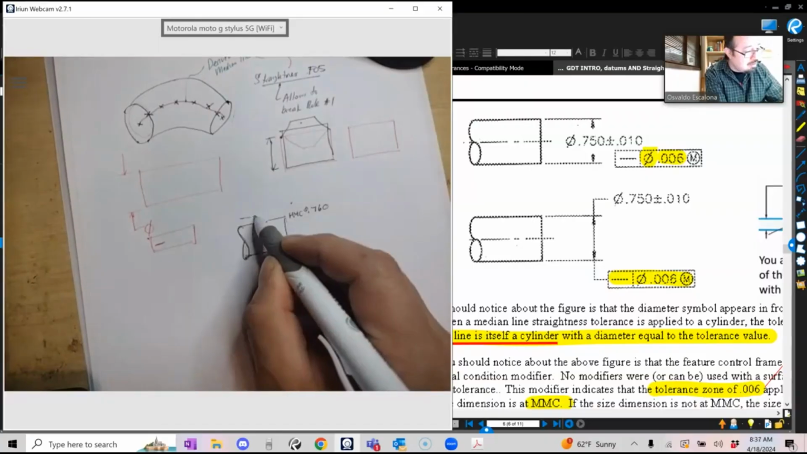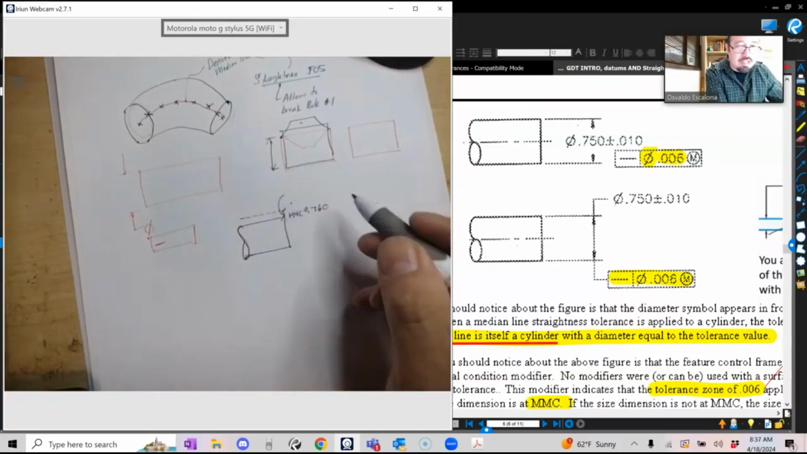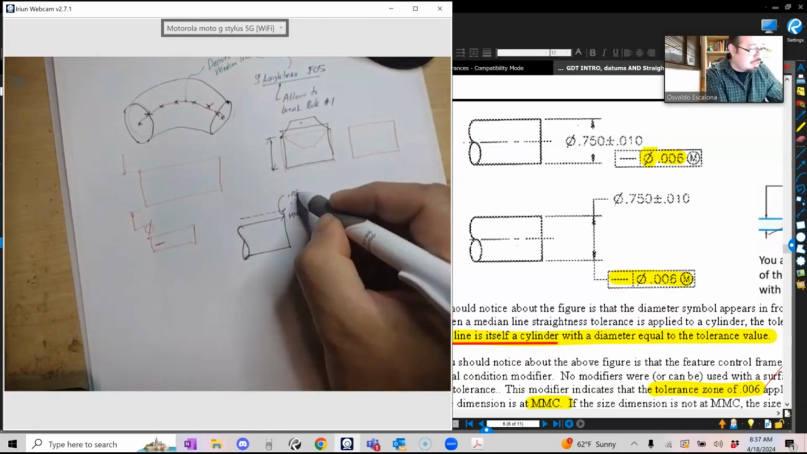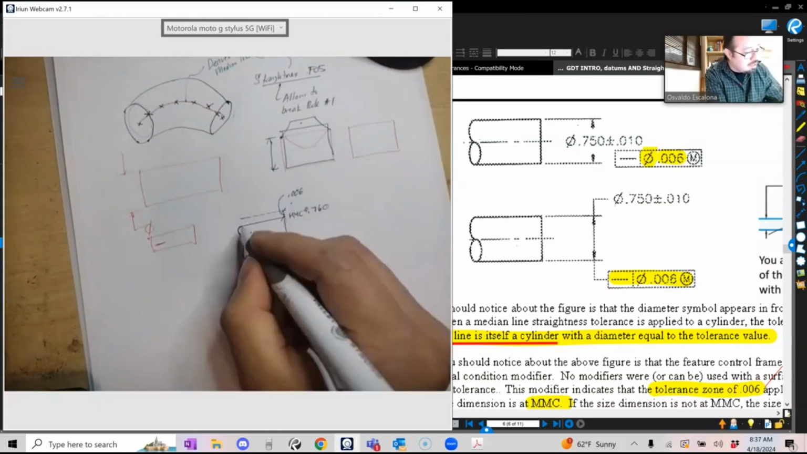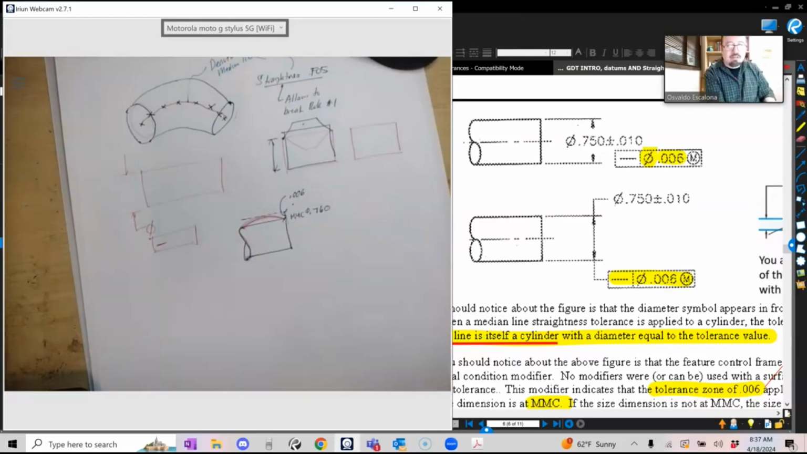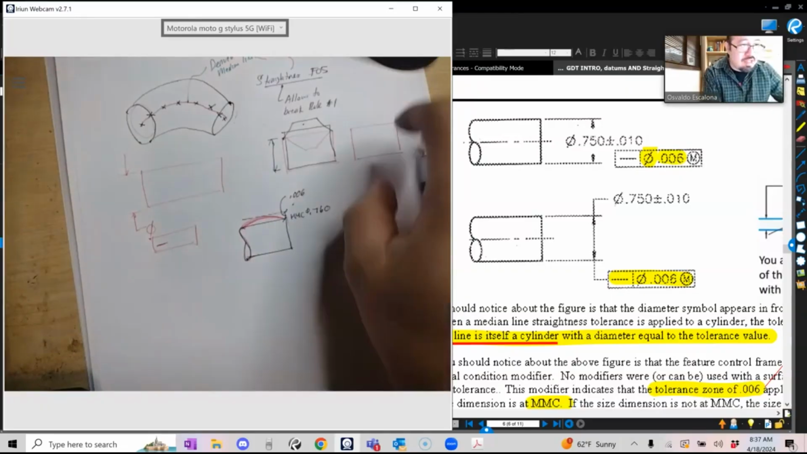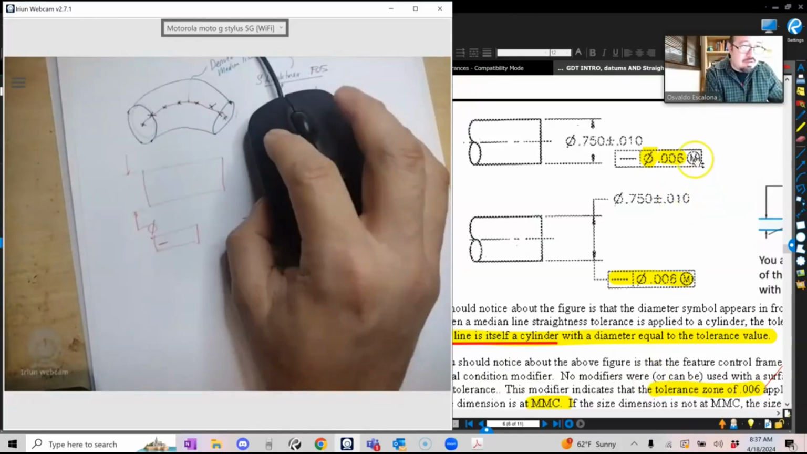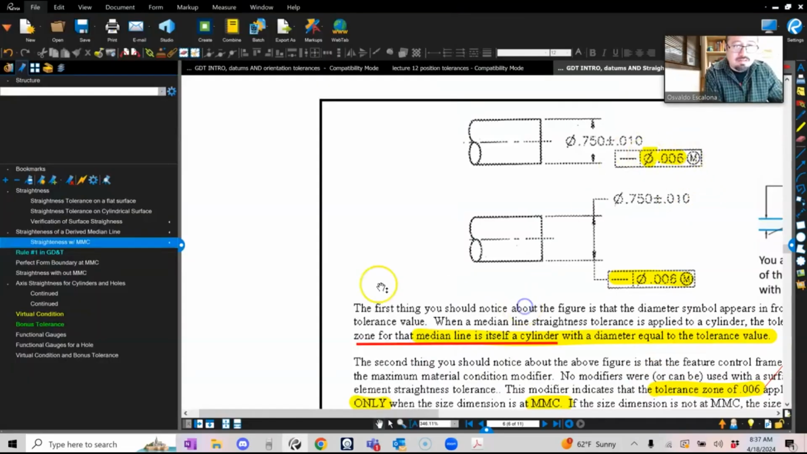So it's telling me, you know what? When you get to this condition, I'm going to give you 0.006 out of straightness. So I'm going to allow you to violate it by this amount. That's pretty much what it's telling. When your part comes at MMC, you will get 0.006 out of straightness. And that's where the M comes about. If your part's at MMC, use this.